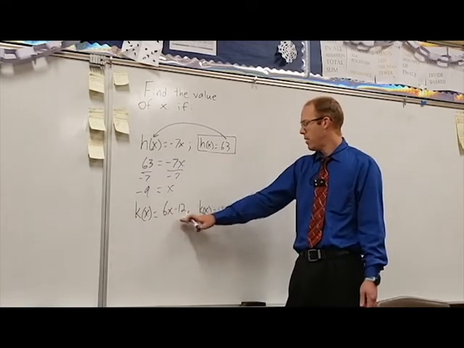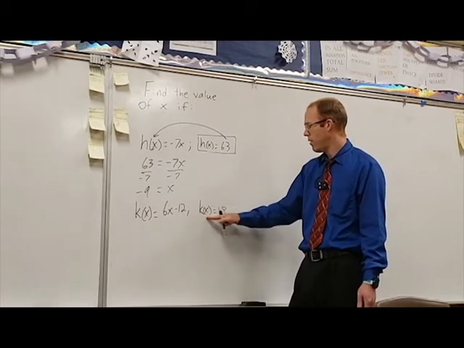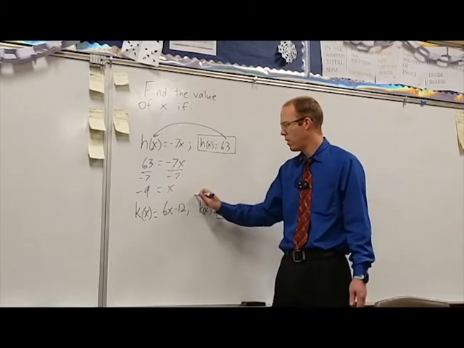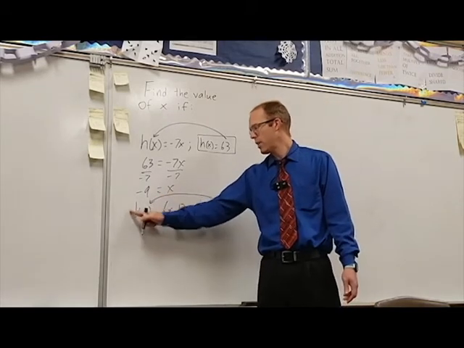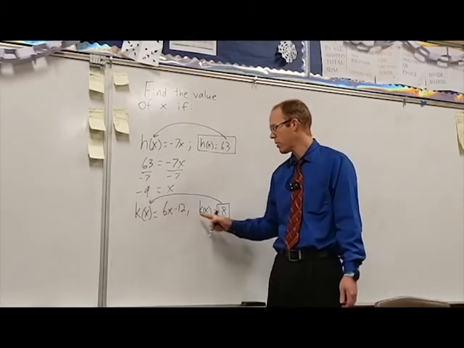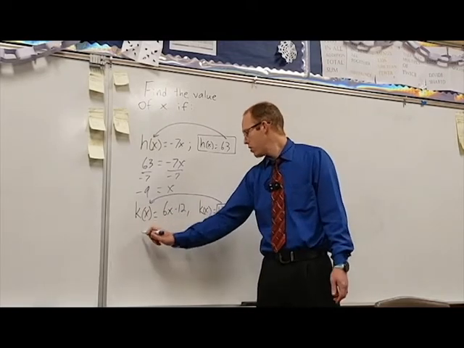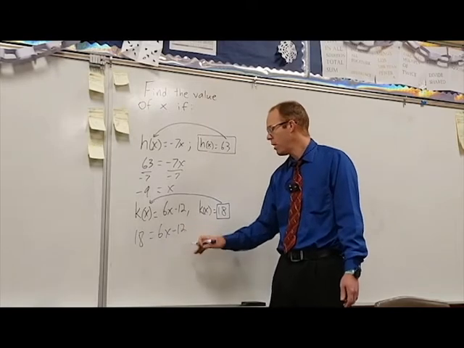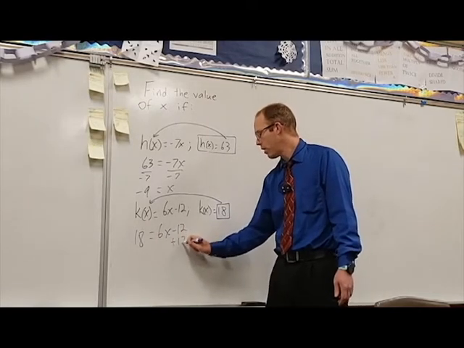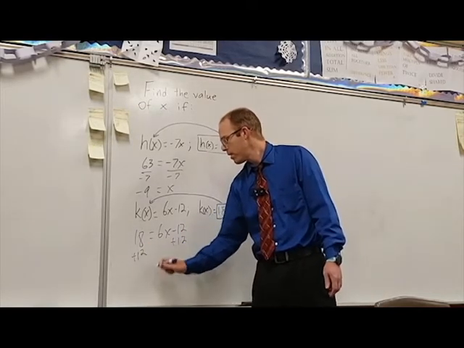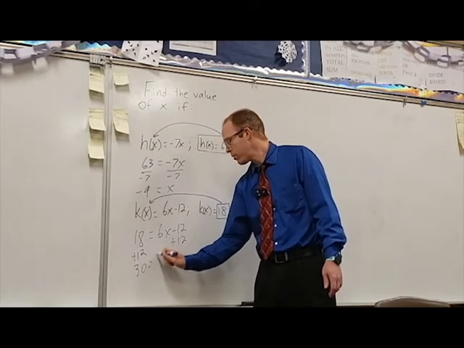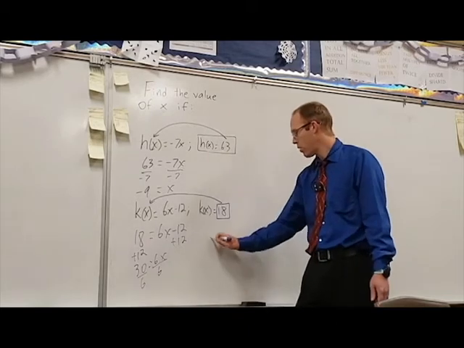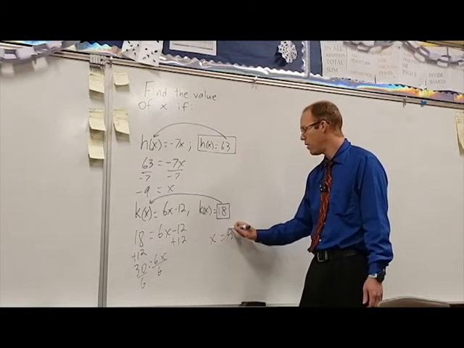Over here, same thing. We know our y value. k of x is a name for y, so we're going to take that value, 18, we're going to put it in for the y, which is k of x right here. k of x goes in place of k of x. So we have 18 equals 6x minus 12. Let's finish solving this by adding 12. That gives us 30 equals 6x, and we'll finish it out by dividing by 6. And we now know our x value is equal to 5.